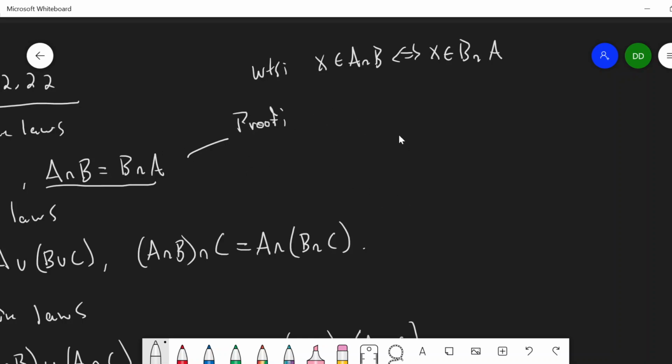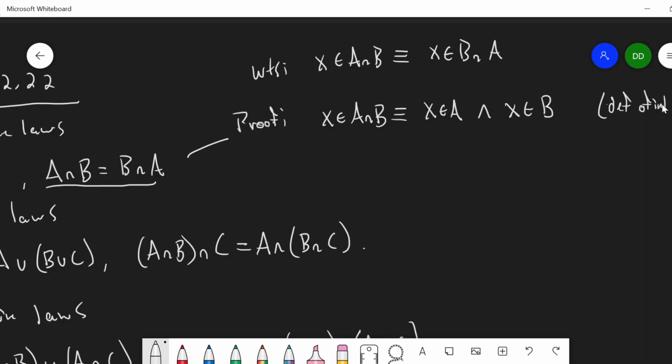So, how do I do this? Well, I use the definitions. I'll show an equivalence, which is really the same thing as if and only if. I'm going to show that this statement is equivalent to that statement. So X is in A intersect B. By definition of intersection, that means X is in A and X is in B. That's the definition that we take.